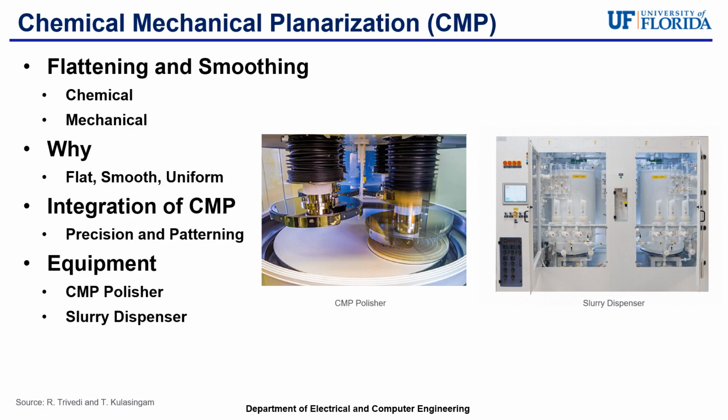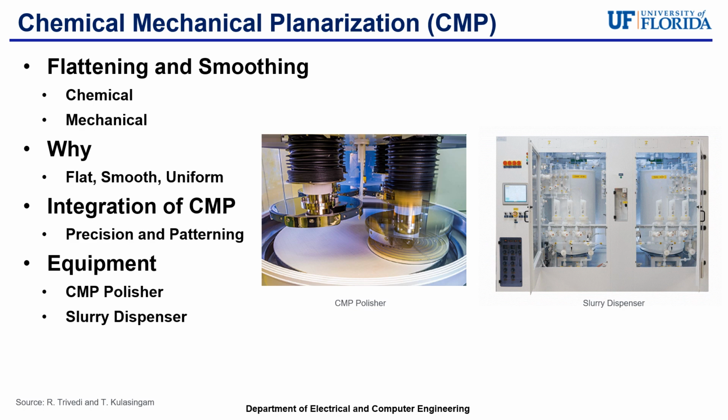The final step I'll go over in the semiconductor fabrication process is chemical mechanical planarization, or CMP for short. CMP is used to flatten and smooth the surface of the silicon wafer. It combines both chemical and mechanical techniques to polish the wafer. Why do we need CMP? Because we need the wafer surface to be perfectly flat, smooth, and uniform.